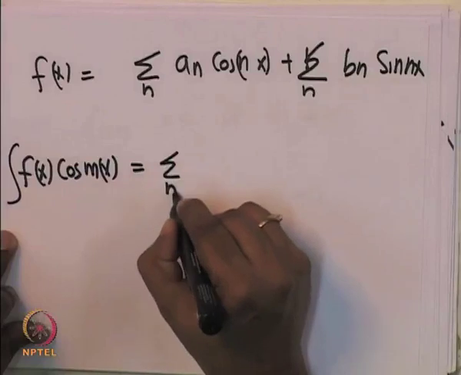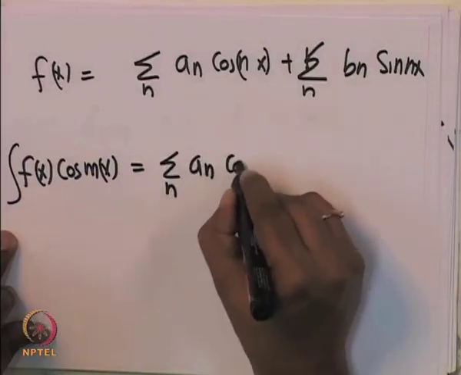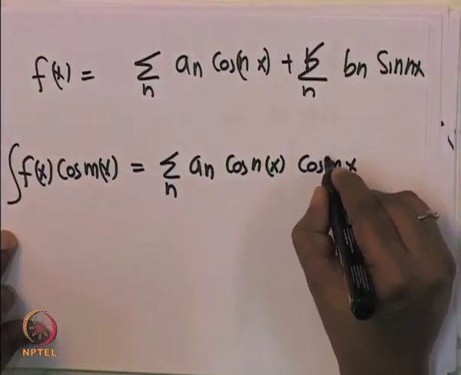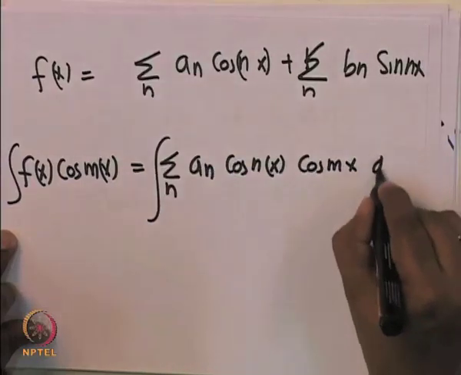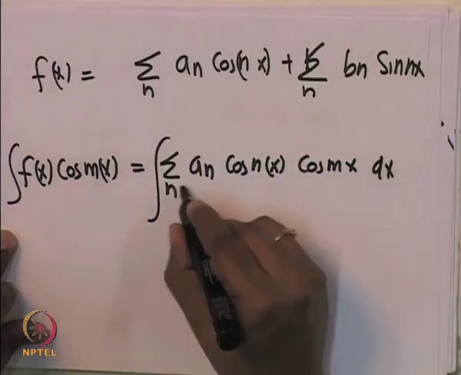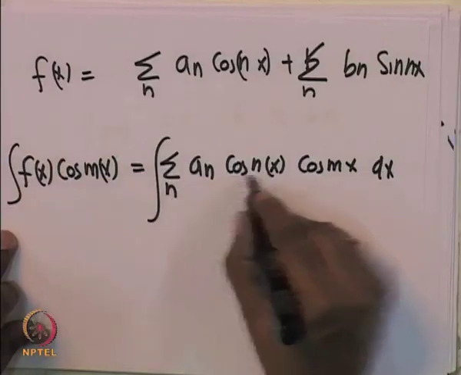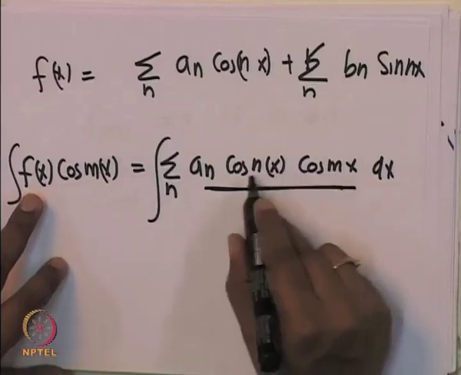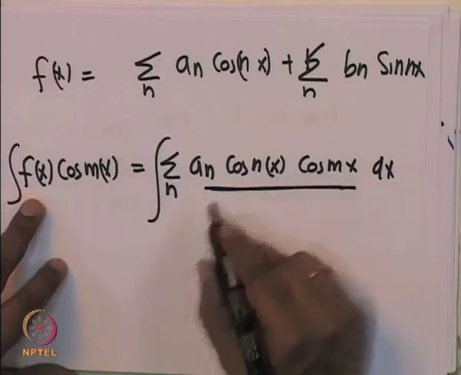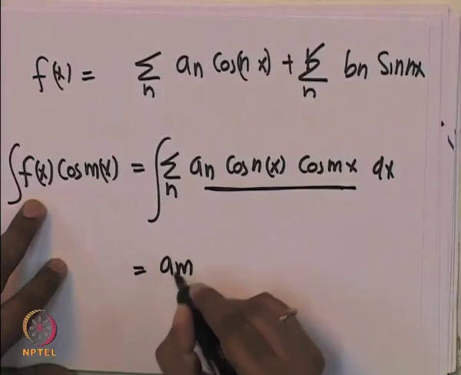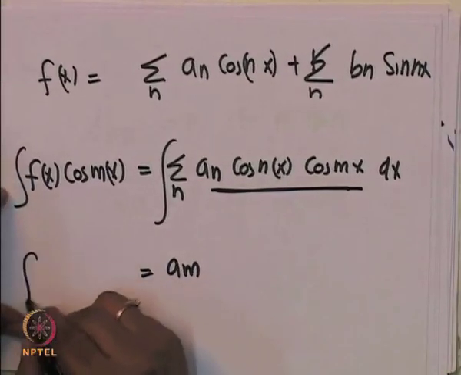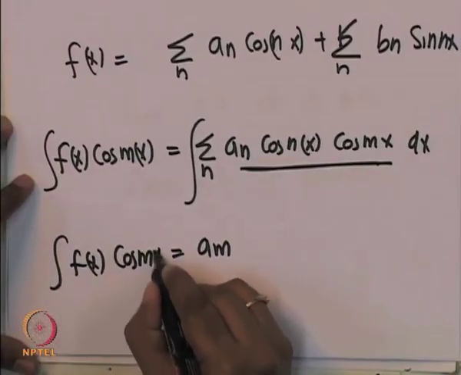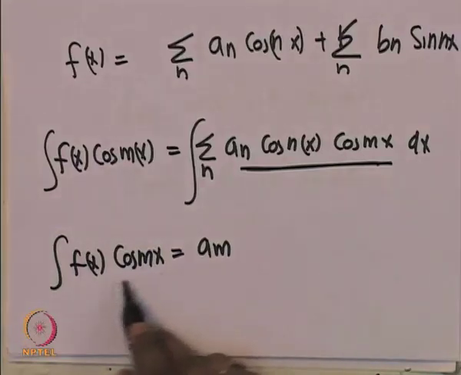What do you get? Sum over n of a_n cos nx cos mx, integral dx. For various values of n, this will be 0 for all values of n except the particular case where n equals m. When n equals m, this is 1. So you will get a_m. A_m is equal to the integral of f(x) cos mx. This is what you will get.